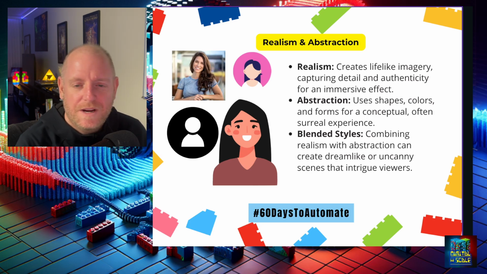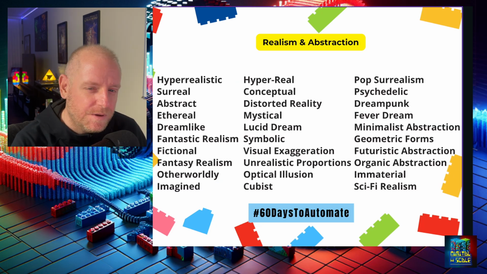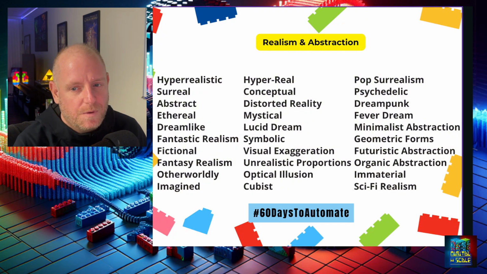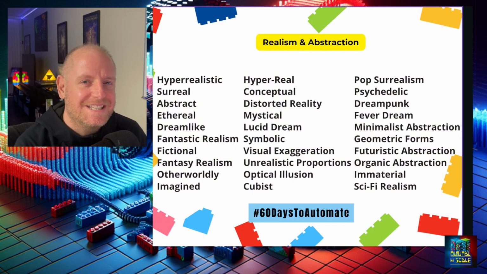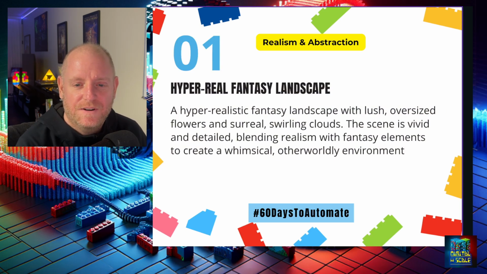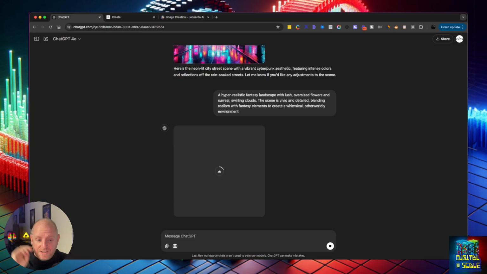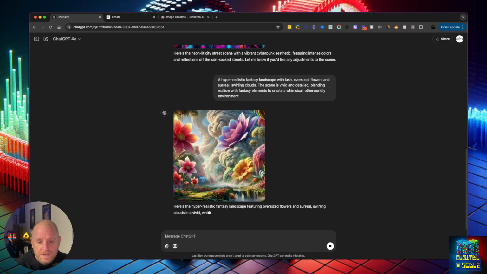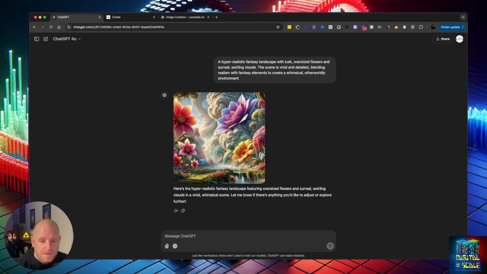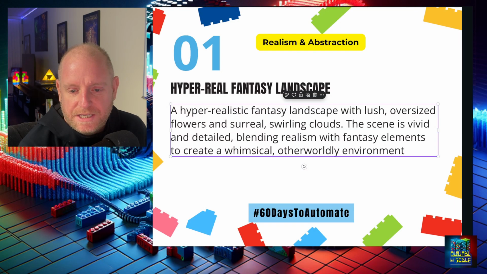And this is where you can really say, hey, do I need a photograph? Do I want something that's a little bit more creative, something that you wouldn't normally see in real life? This is where you can guide that lever. So here we're going to create a hyper realistic fantasy landscape. So the prompt is a hyper realistic fantasy landscape with lush oversized flowers and surreal swirling clouds. The scene is vivid and detailed, blending realism with fantasy elements to create a whimsical, otherworldly environment.